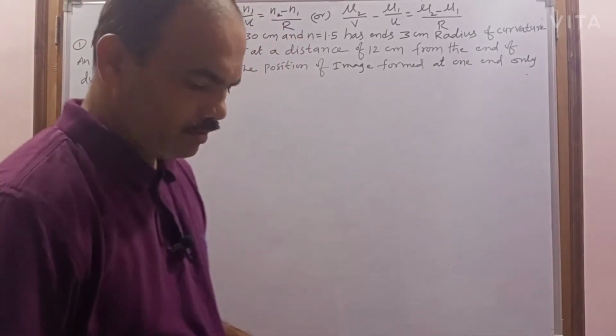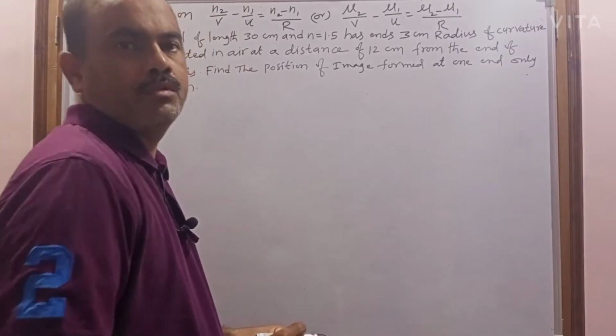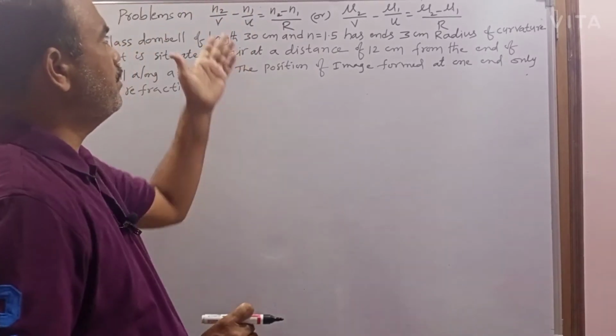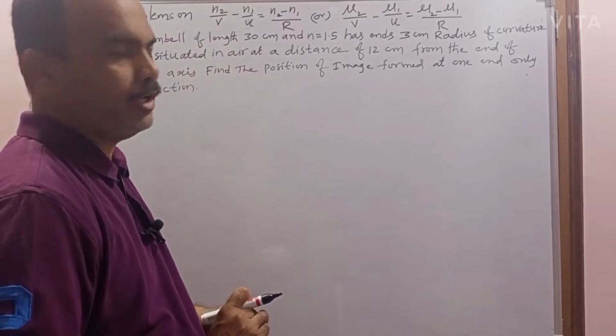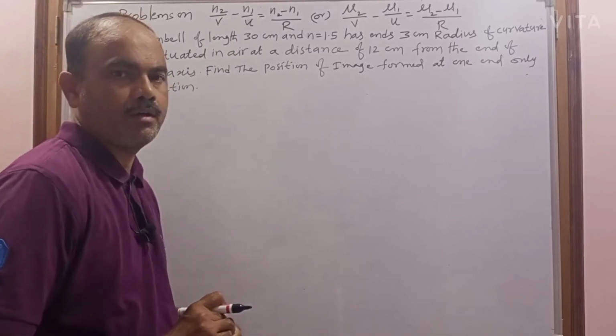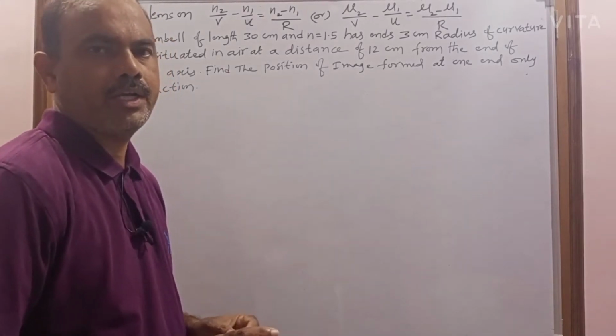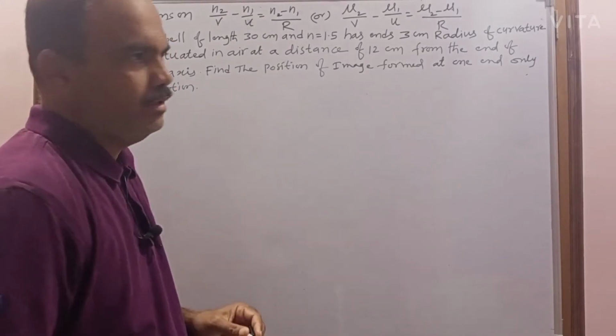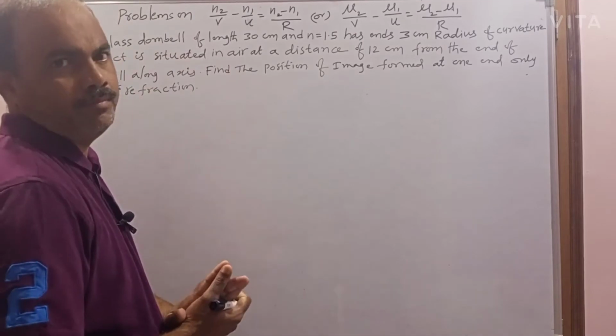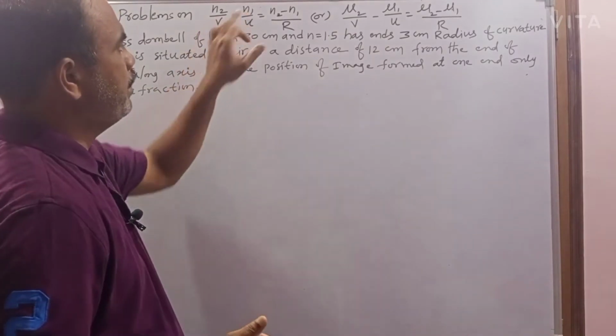Children and viewers, today I am going to solve some problems on the formula n2 by v minus n1 by u equal to (n2 minus n1) by r. That formula is also called the formula of refraction at curved surfaces. Before going to solve this problem, remember in this problem what n1 means.